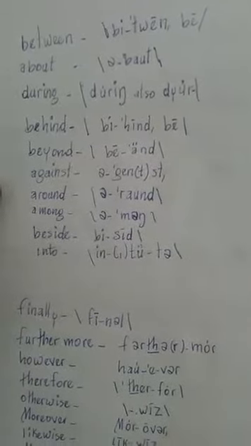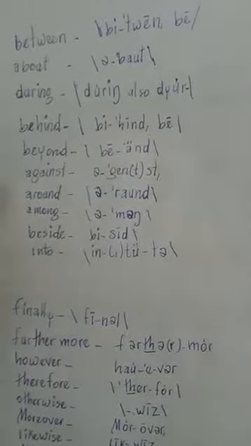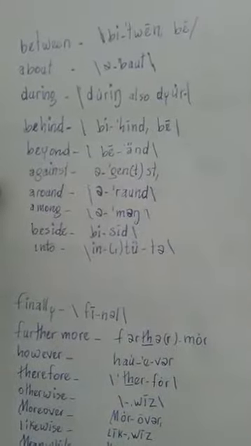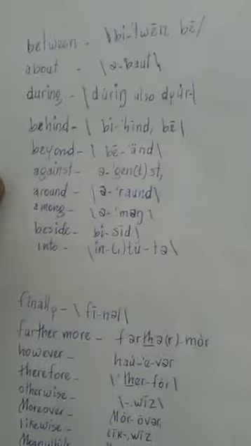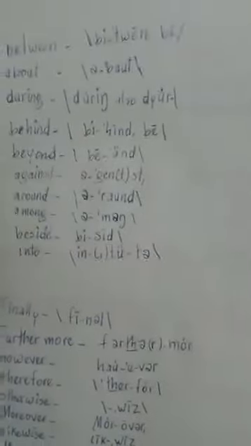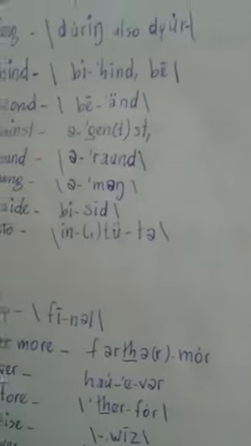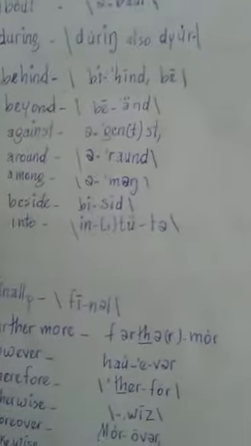We have against. We have around. Among. Beside. We have into. Oh, Robinson forgot to put the stress mark on this word. Because you see, into or enter, I don't see where I have to stress. It's the same thing for beside.